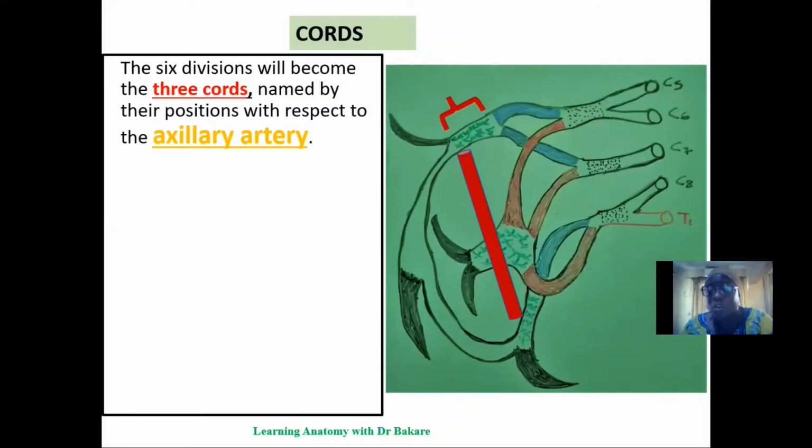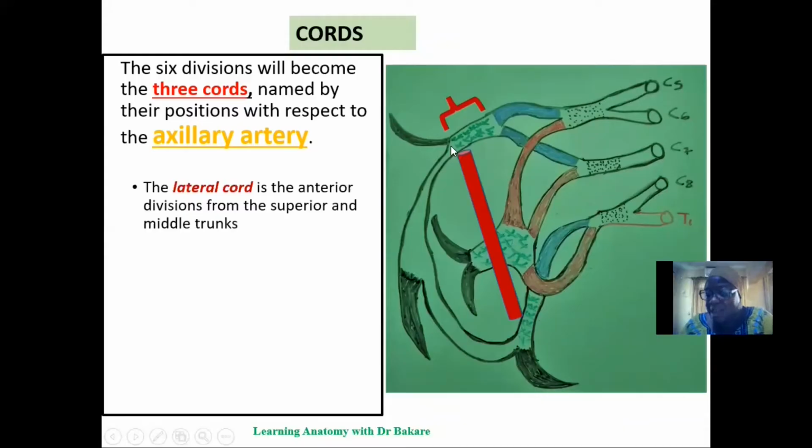But let's see how these cords are formed. For the lateral cord, this is the lateral cord. This lateral cord is formed by the union of the anterior divisions from the superior and the middle trunk. If you look at this, we remember we said that this is the superior trunk, this is the middle trunk, and this is the inferior trunk. So the anterior divisions from the superior trunk and the middle trunk come together to form the lateral cord. So this is the lateral cord that is formed by the union of the 2 anterior divisions from the superior and the middle trunk.